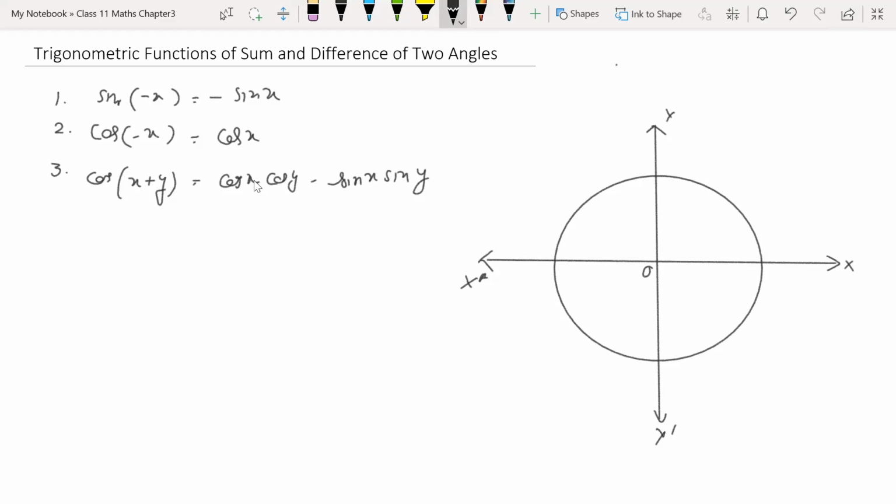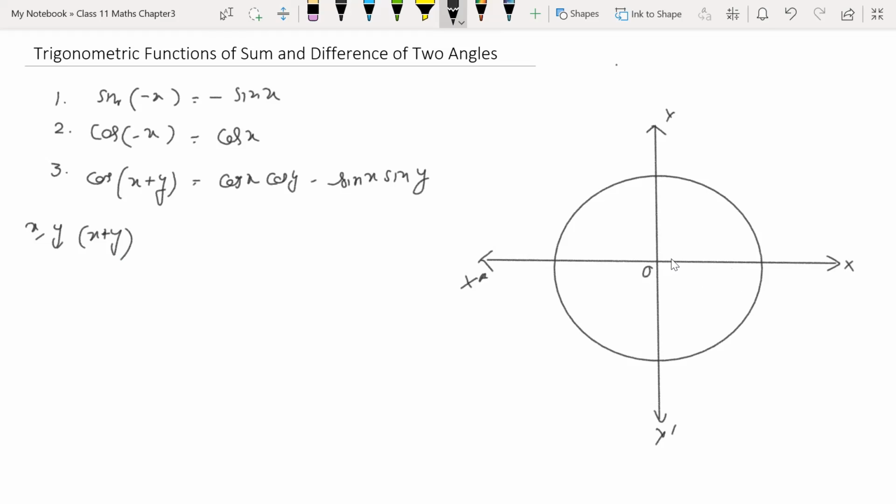First of all, let x be an angle. What do we have to draw here? Here we need three things: x, y, and x plus y. If we have all these three things, then we can calculate cos(x + y), cos x cos y minus sin x sin y.